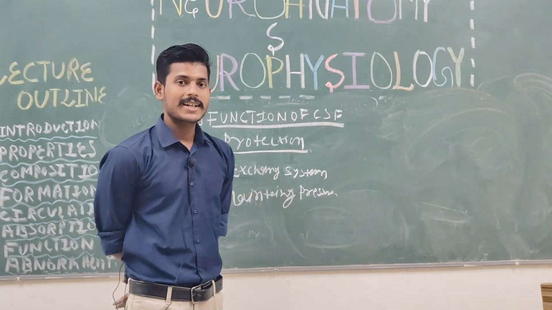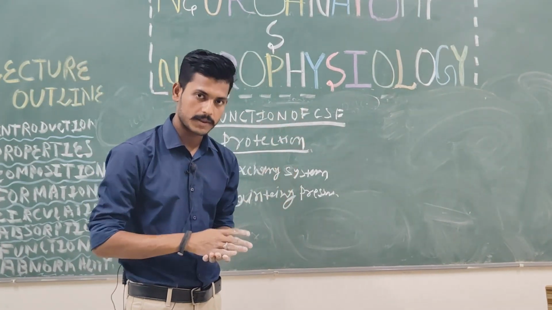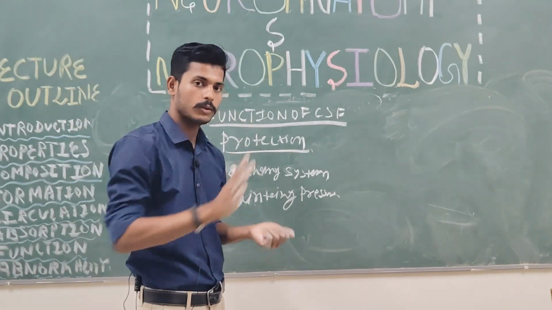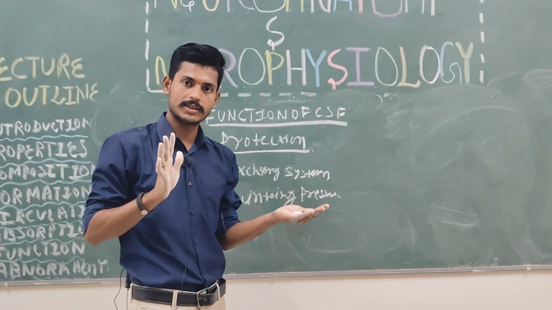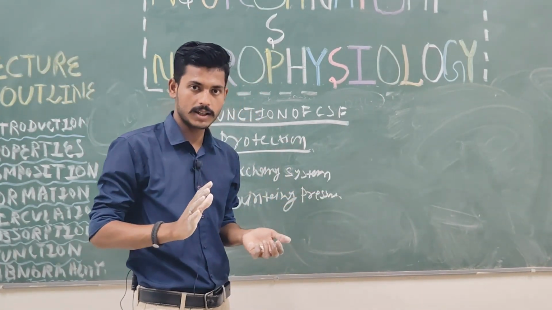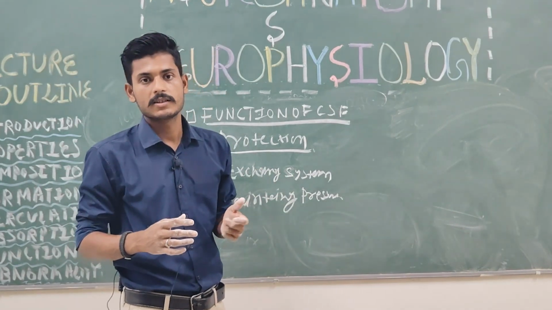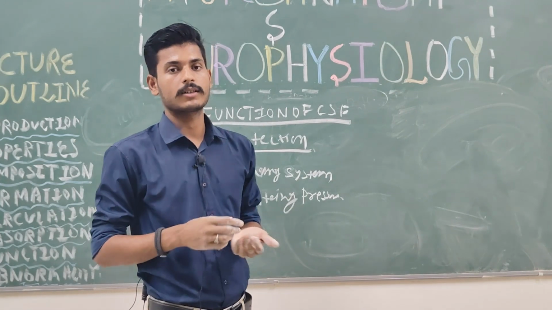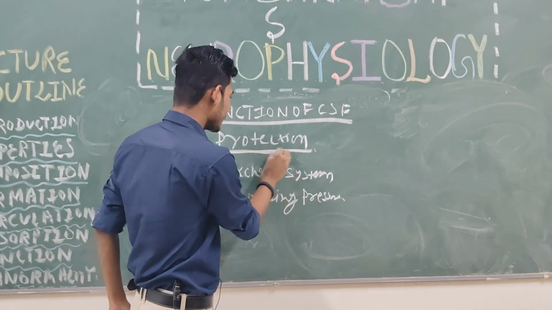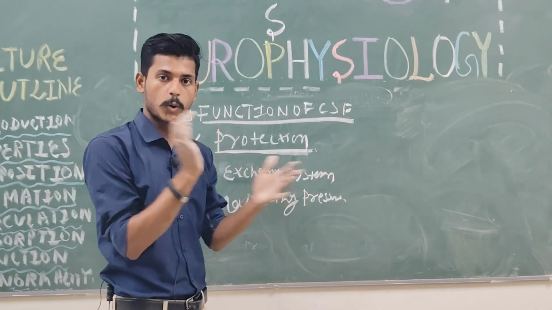Now, first, protection. You know that the CSF, as I said, is a clear transparent fluid present in the subarachnoid space. Sometimes, due to a hit on the head, the cranium is hard but the brain suddenly shifts, and if there is no CSF in that area, there will be rupture of an artery, resulting in hemorrhages. Just because of the CSF, there will be no more jerkiness. That's the first.